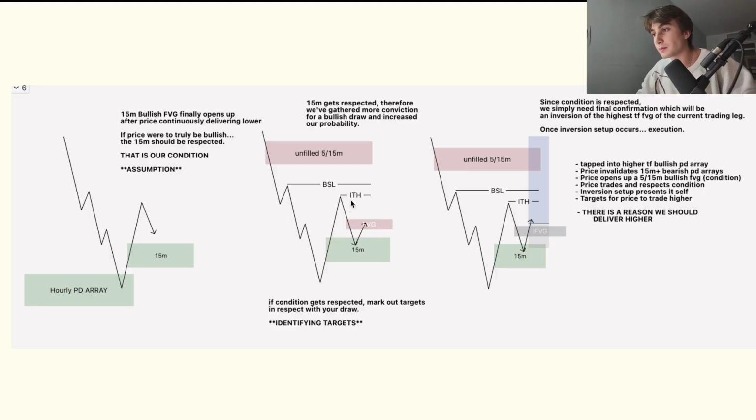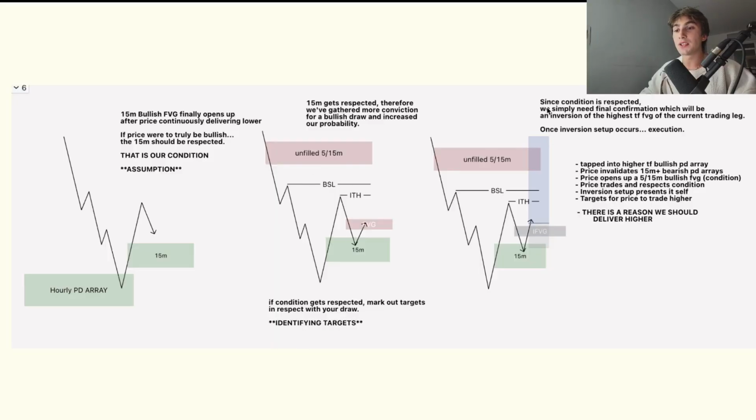So once again, let's run this back. Price is trending lower. We hit this hourly PD array. After hitting this hourly PD array, we get a reaction and we open up a 15-minute fair value gap. That's a condition. 15-minute bullish fair value gap finally opens up after price continues delivering lower. If price were to truly be bullish, the 15-minute should be respected. That is our condition. This is our assumption. 15-minute gets respected. Therefore, we've gathered more conviction for a bullish draw and increase our probability. And if condition gets respected, we mark out targets in respect with the draw.